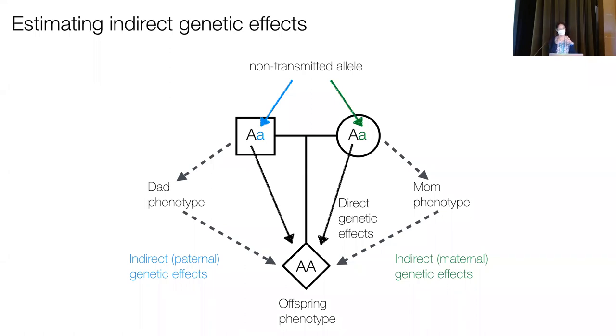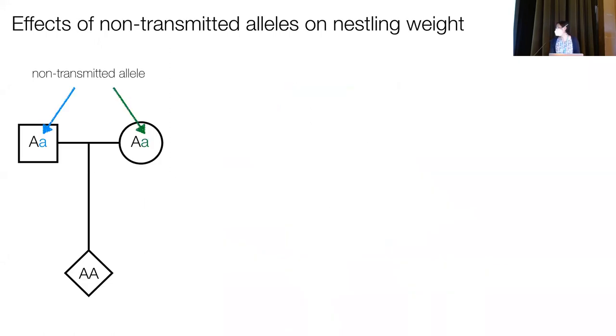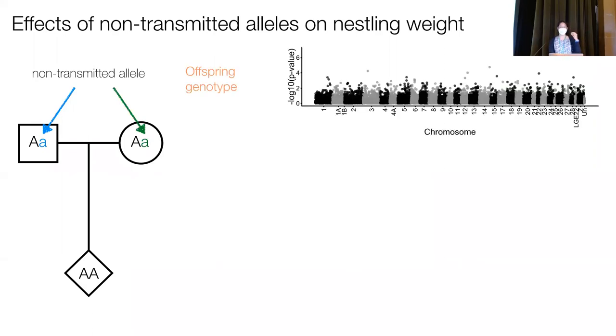So if you have trios in your data, you have the ability to determine which allele was actually transmitted from parent to offspring. You can then fit models where you directly assess associations between the non-transmitted allele and offspring phenotype. And that gives you a sense of the indirect genetic effects of that parent. So if we look at just offspring weight, this is what I showed you before. We didn't find anything interesting. If you fit the non-transmitted maternal allele, you also don't find any particular hits.